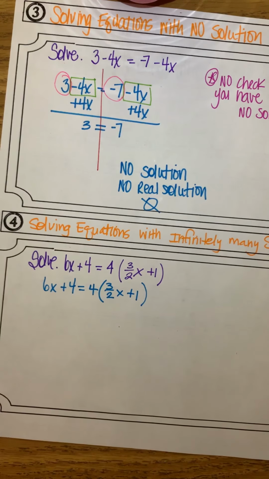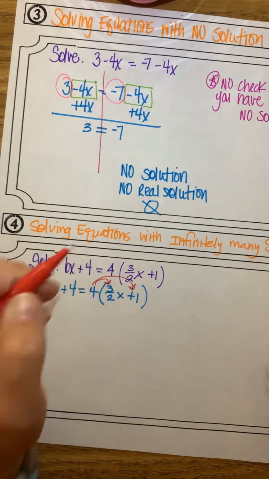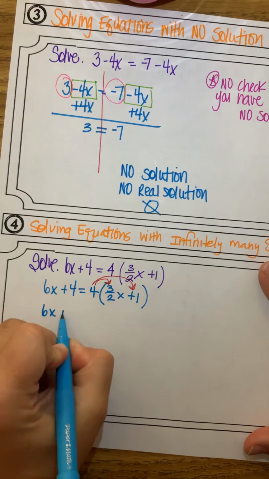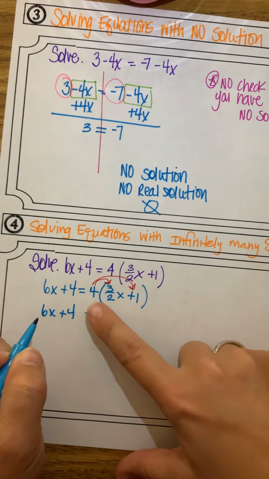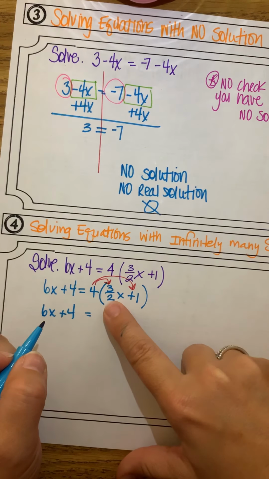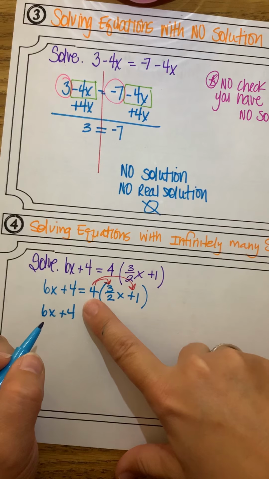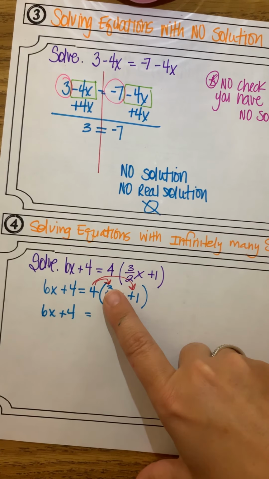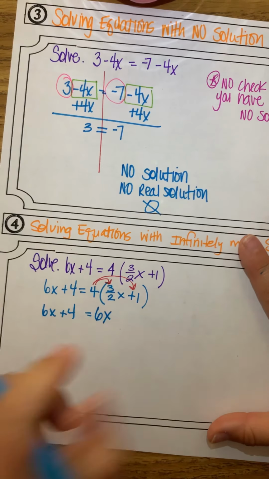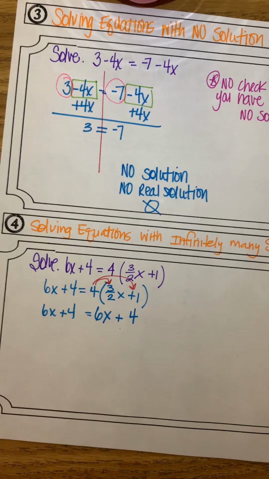So again, I'm going to distribute, and I'm going to put little arrows to remind you what's actually happening. So I'm just going to bring down my 6x plus 4. When I multiply 4 times 3 halves, the 2 is going to cancel with the 4, making this a 2. So it's going to simplify. So I get 2 times 3, and that's going to give me 6x. And then I have 4 times 1 gives me the plus 4.